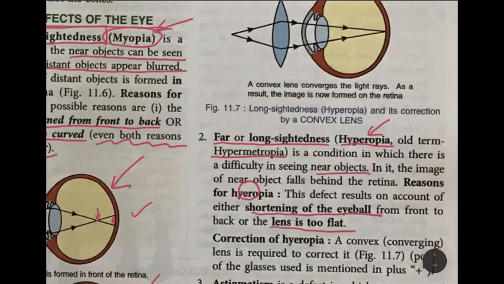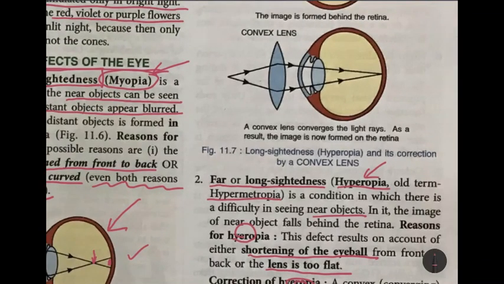So what is the correction? How is hyperopia corrected? It's not "high," this spelling is wrong. Okay, so here in this case you can see in the diagram that a convex lens is used. When we're talking about the lens, we're talking about the lens which is fitted in the spectacles or the contact lens. Okay, so a convex lens is used here.